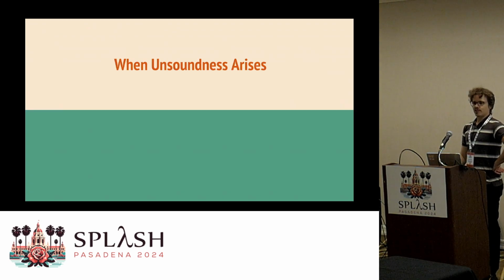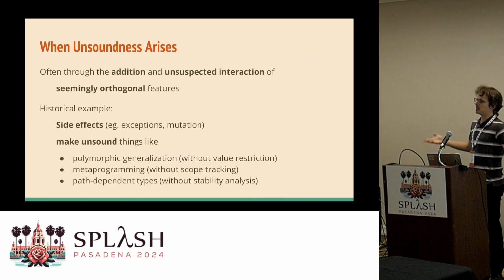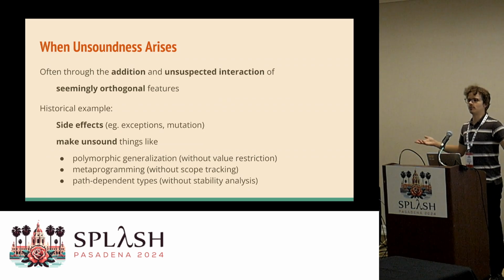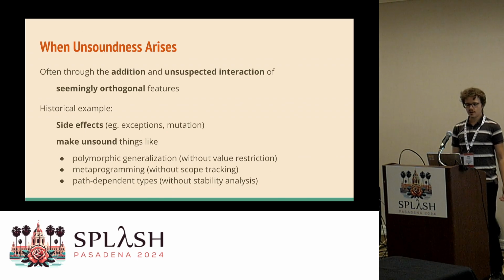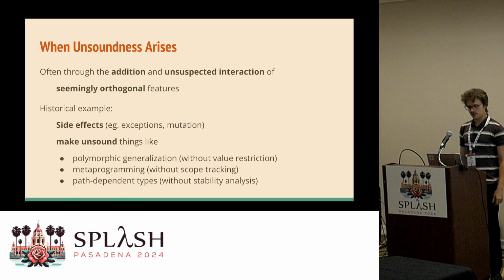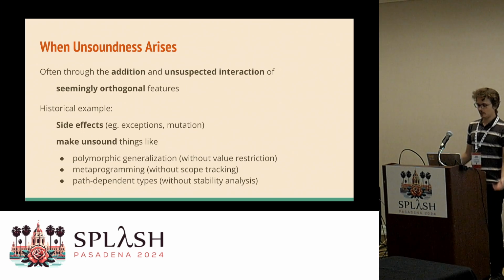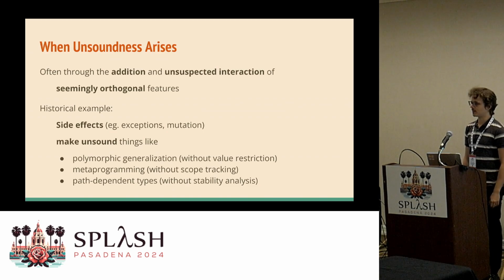So when does unsoundness arise? As you can tell, it arises when different features interact. So features in isolation may look fine, but when you put them together, suddenly problems occur, right? And it's often unsuspected. Often you see different things that seem completely fine on their own, but when you put them together, bad things happen. For example, side effects, right? Mutation and exceptions, they make many things unsound, actually, that would be sound otherwise.